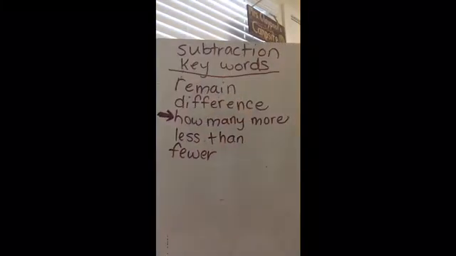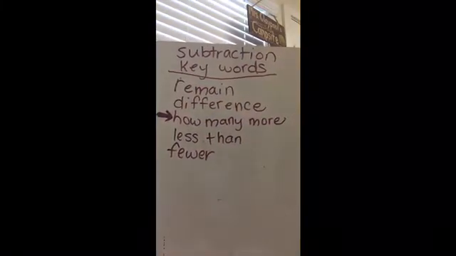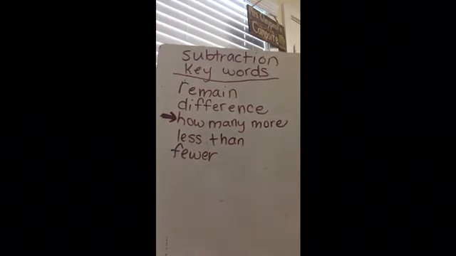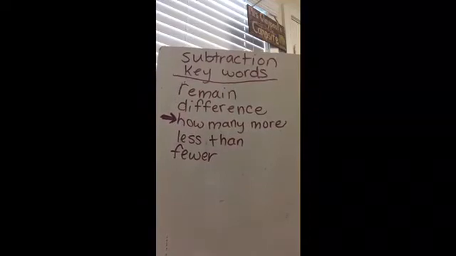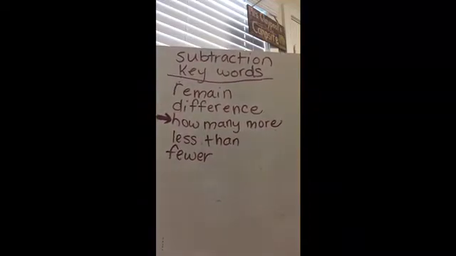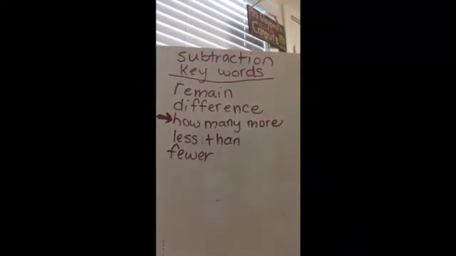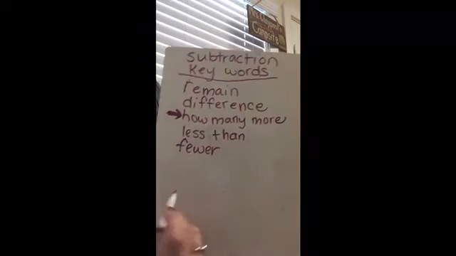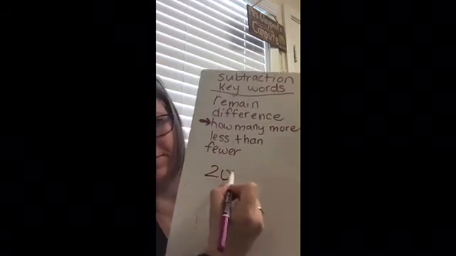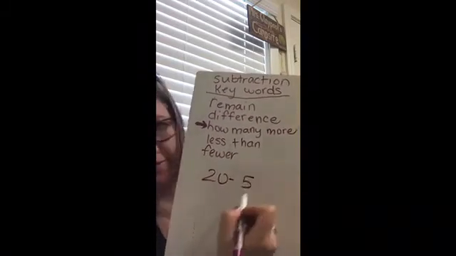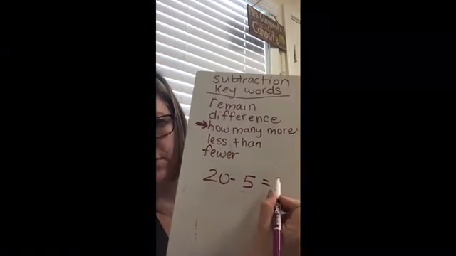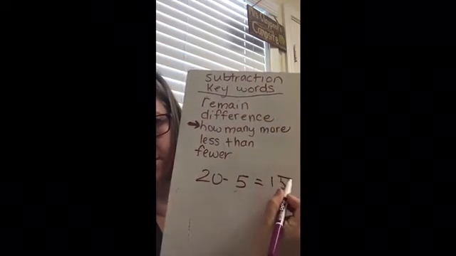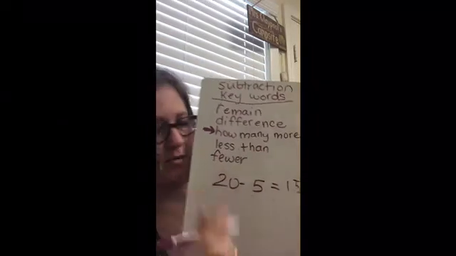We're going to talk for a minute about subtraction keywords. The first word is remain. So, we bought a bag of 20 oranges and we've eaten 5. How many remain? That would be a subtraction problem of 20 minus 5 equals 15. So that's how you would set up that problem.